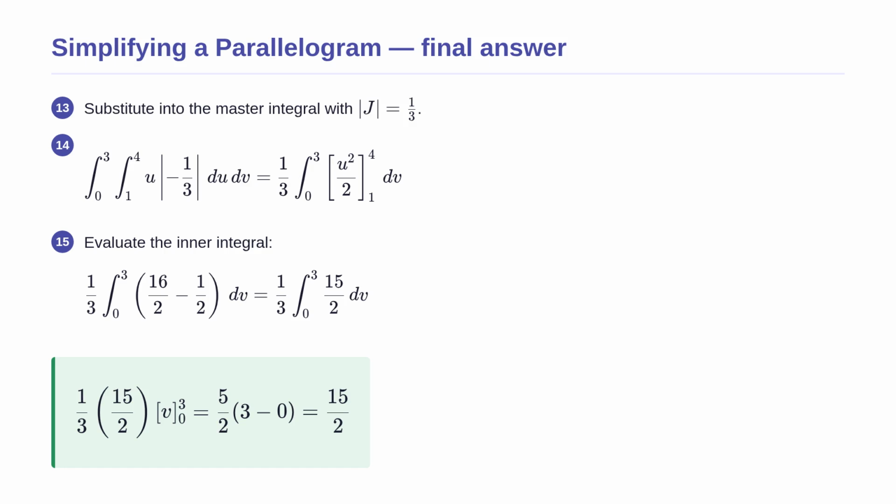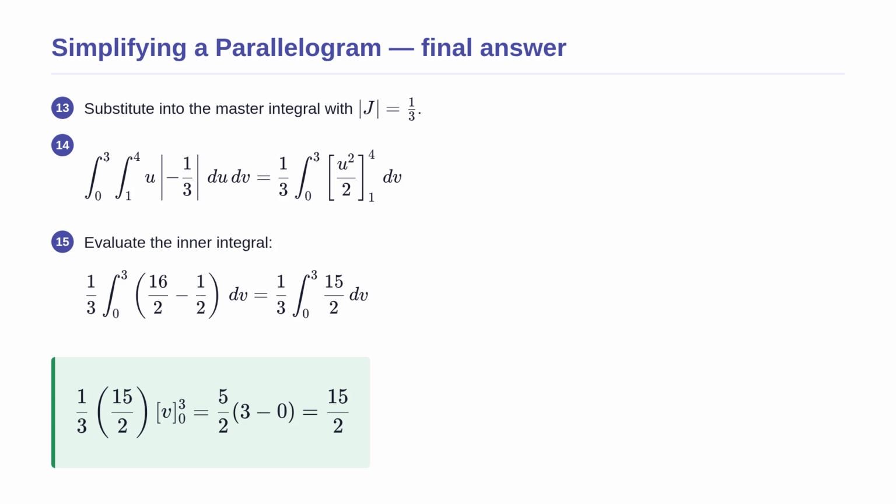We set up the new simplified double integral. The original function x plus y is simply replaced by our new variable u. We pull the constant 1/3 scaling factor out to the front to keep the math clean. First, we integrate u, which gives u squared over 2, evaluated from 1 to 4. This simplifies to 15 halves.